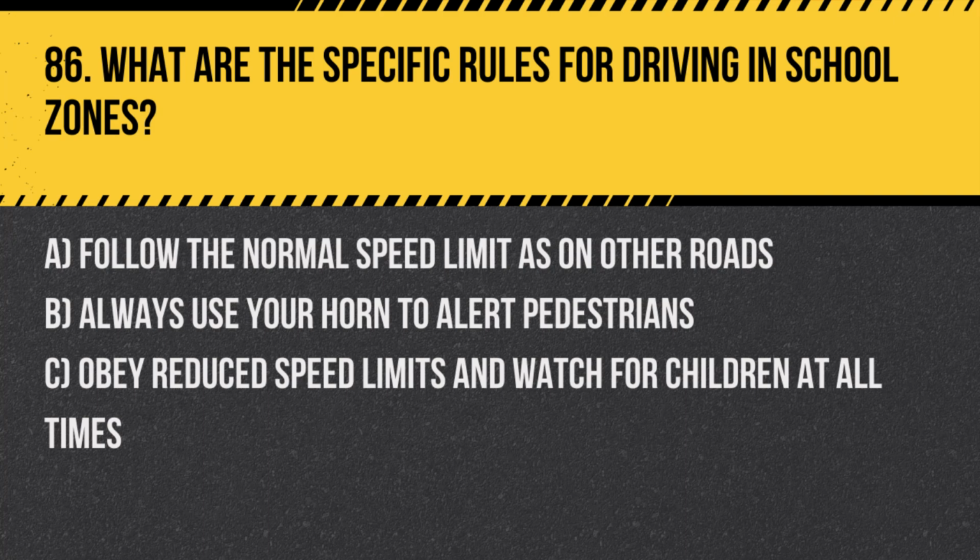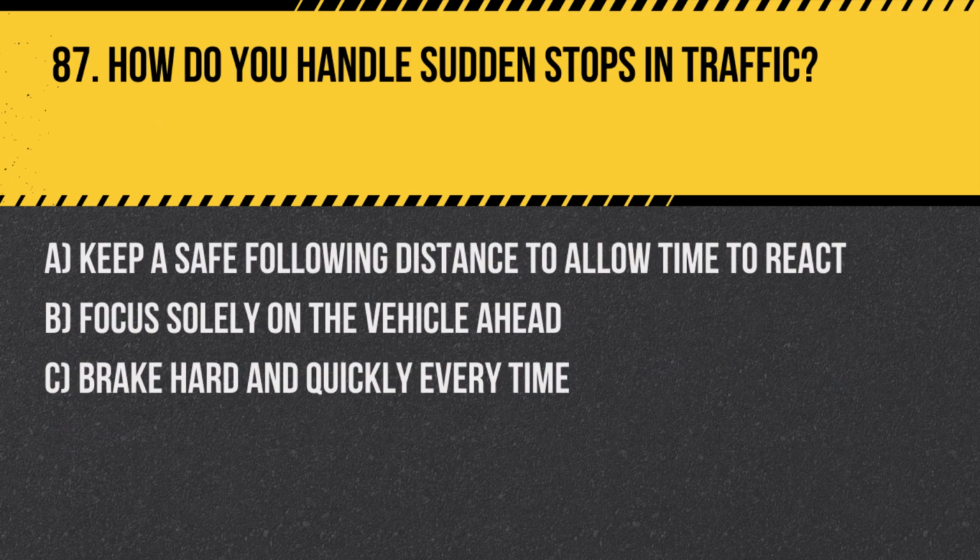What are the specific rules for driving in school zones? A. Follow the normal speed limit as on other roads. B. Always use your horn to alert pedestrians. C. Obey reduced speed limits and watch for children at all times. Answer. C. Obey reduced speed limits and watch for children at all times. In school zones, adhere to specifically posted speed limits, remain vigilant, and be prepared to stop for children crossing the street. Question 87. How do you handle sudden stops in traffic?